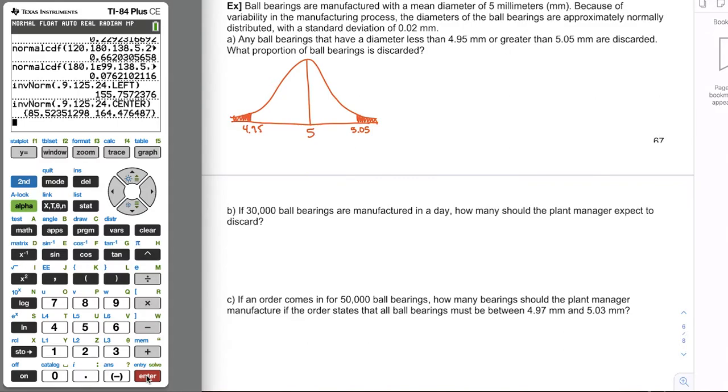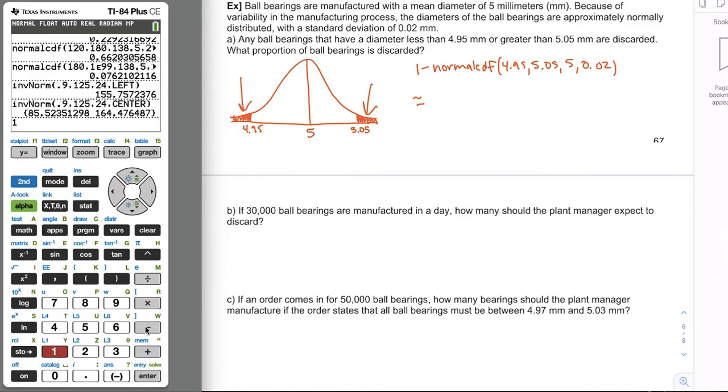There's 2 ways to do this. You could find these 2 areas separately doing 2 normal CDFs and add them together, or you could find the area in between them and subtract it from 1. And I think I'm going to go that route because it's a little bit quicker. So that would be 1 minus a normal CDF with a lower bound of 4.95, upper bound of 5.05. The mean is 5 and the standard deviation is 0.02. So I'm using the complement rule to sort of make this faster for me.